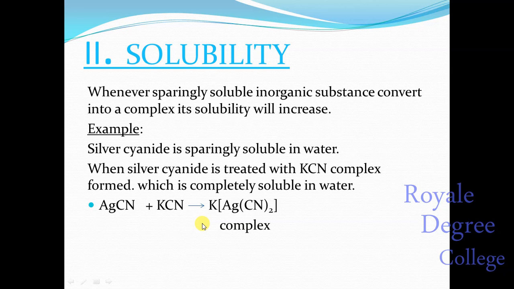Next is solubility. Whenever a sparingly soluble inorganic substance is converted into a complex, its solubility will increase. For example, we are taking silver cyanide. Silver cyanide is sparingly soluble in water, meaning slightly soluble in water. When silver cyanide is treated with potassium cyanide, a complex is formed, which is completely soluble in water.